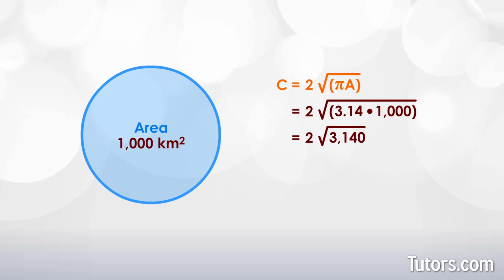Next we take the square root of that, which is 56.0357 kilometers. And finally, multiply that times 2. Using the area of our circle, we found the circumference of the circle is 112.0714 kilometers.